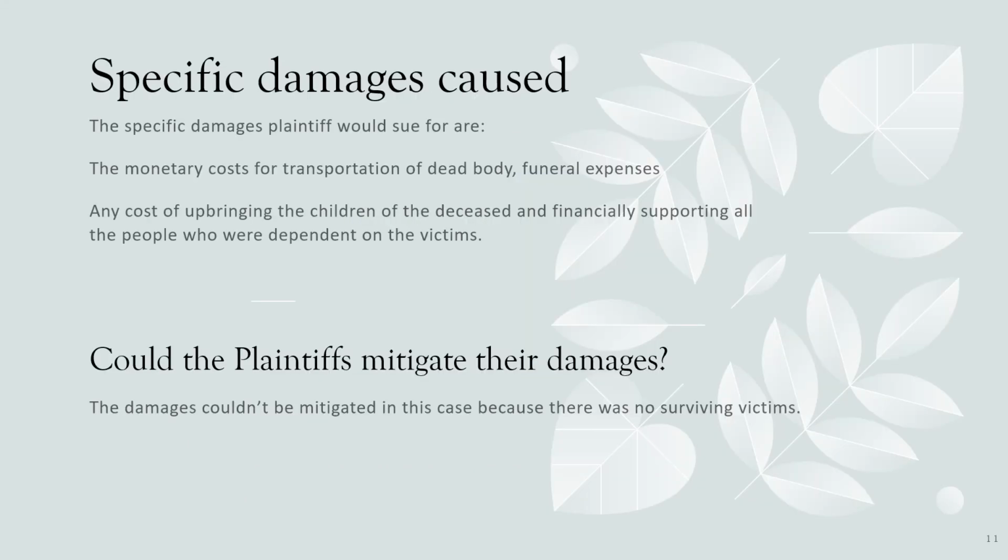Specific damages caused. The specific damages plaintiff would sue for are the monetary cost for transportation of dead body, funeral expenses, any cost of upbringing the children of the deceased, and financially supporting all the people who were dependent on the victims. Could the plaintiffs mitigate the damages? No, the plaintiffs can't mitigate the damages in this case because there are no surviving victims.